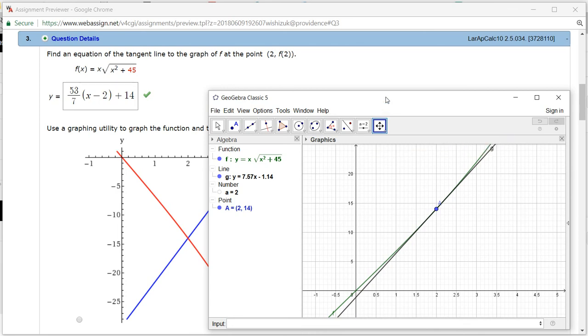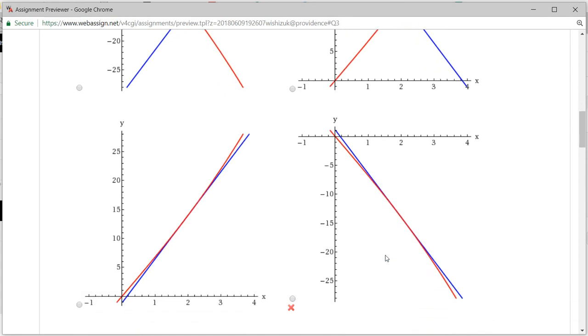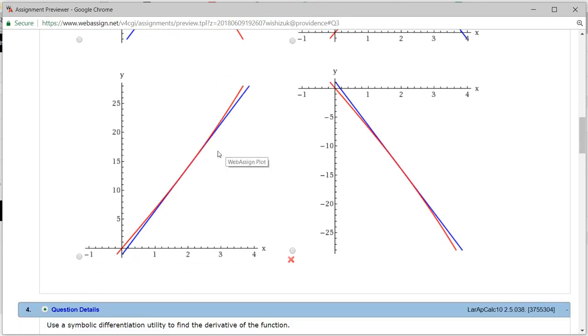Let's see if we have that. This is not it, and this is not it. This one is actually crossing. It doesn't even look like a tangent line here. This picture looks good, and this other one is not right because the point of tangency is in the wrong quadrant. So this is going to be the correct answer.